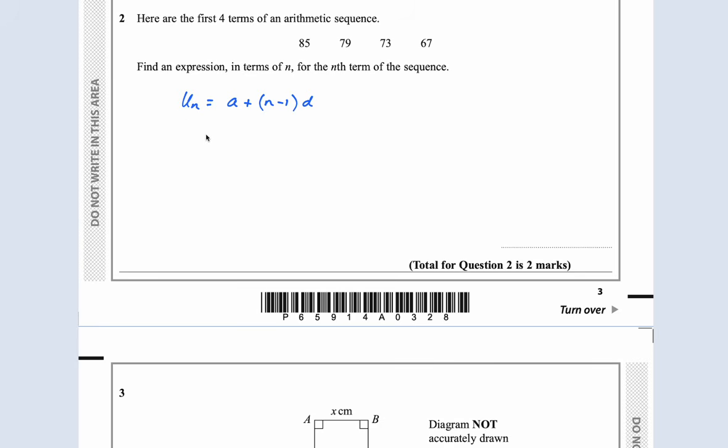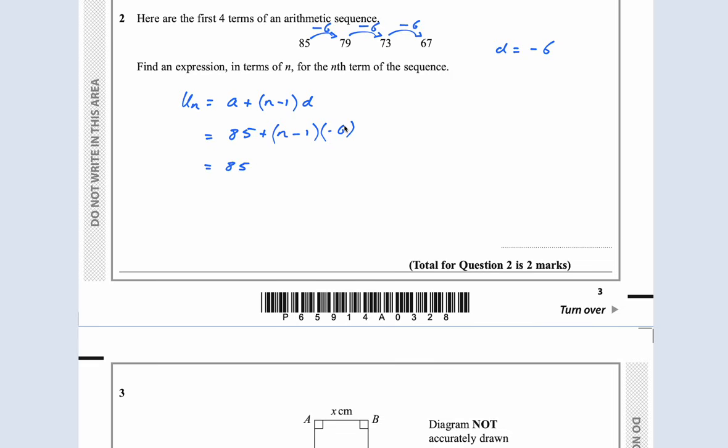Let's get u of n. So a is the first term, which is 85, plus n minus 1. We don't know n, but we're finding the nth term, so that's fine. And d, so it's times d, which is the common difference. The common difference is -6, because we take away 6 to get to each term. So this is -6. So it's 85.